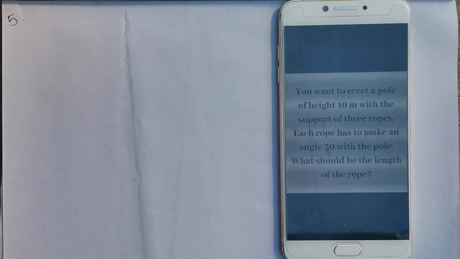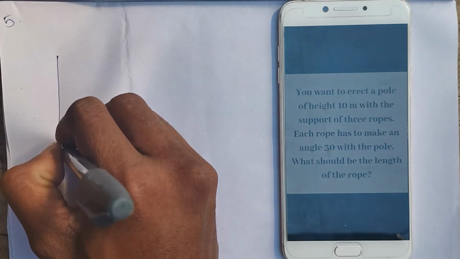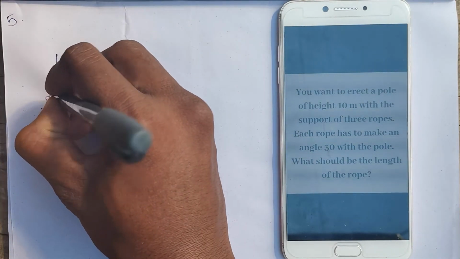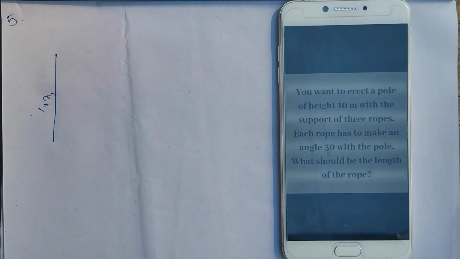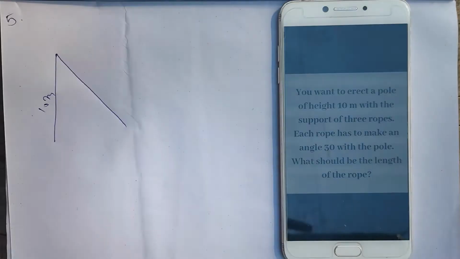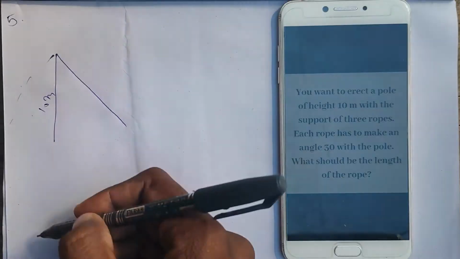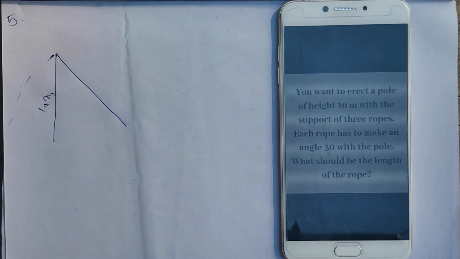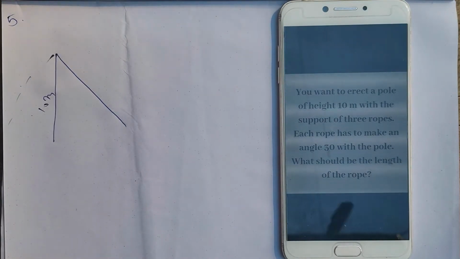Okay, next question number 5. You want to erect a pole of height 10 meters. You are willing to make a pole stand which is 10 meters height with the support of 3 ropes. So right side you will keep 1 rope, left side you will keep 1 more rope, and front side or back side you will keep 1 more rope, so that it will be fixed without even moving.